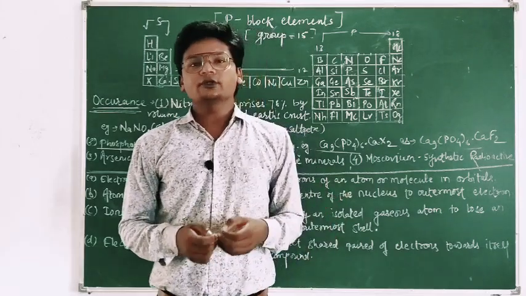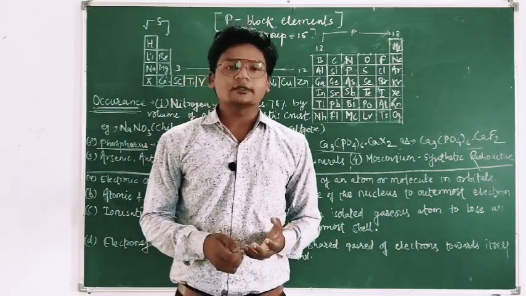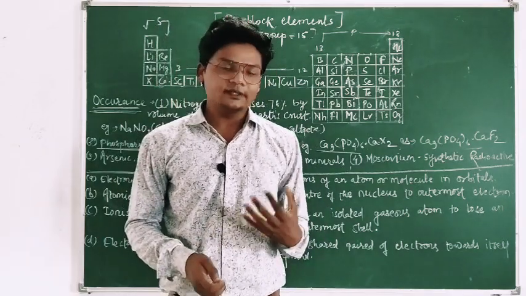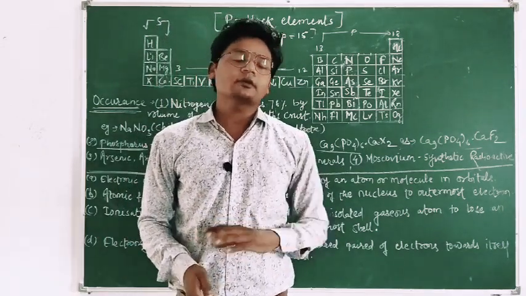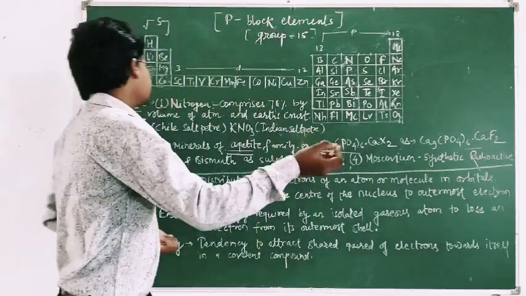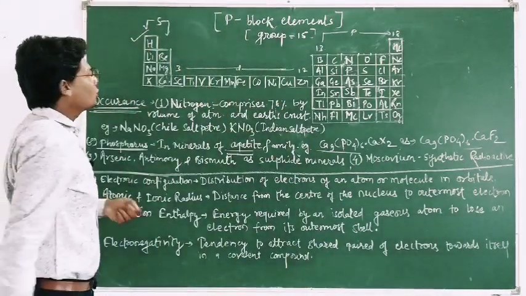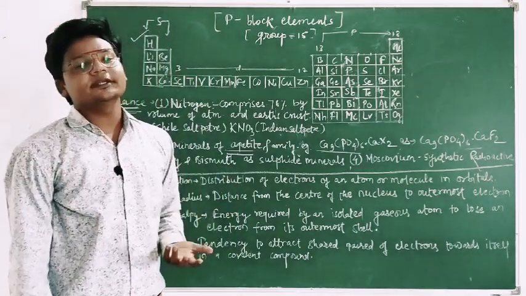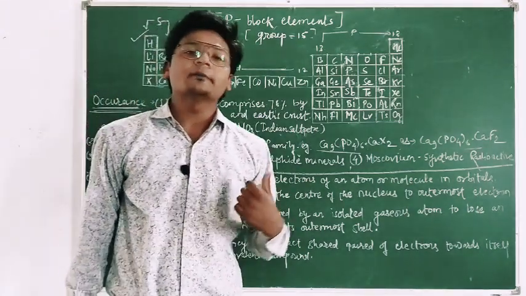First of all, we need to consider what P block elements are. The P block elements are the elements whose last electron enters the P subshell. I hope you remember all. Now, this is the S block. You all know that there are 18 groups and 7 periods in the periodic table of Mendeleev.